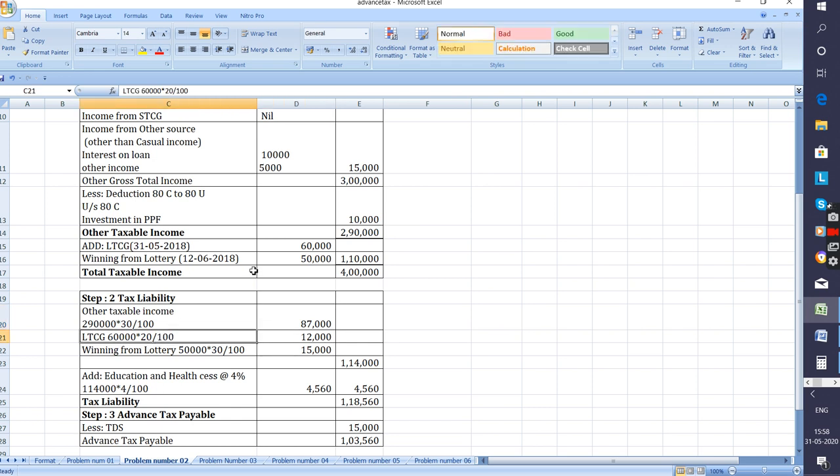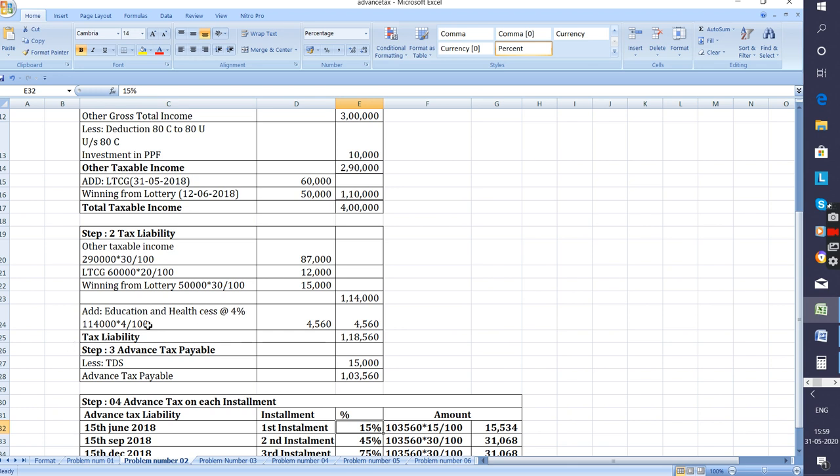Next, we have to calculate separately. Long-term capital gain attracts 20%. How? 60,000 into 20%, that is 12,000. Next, winning from lottery, 50,000 into 30%. Casual income attracts 30% rate. 50,000 into 30%, 15,000 will be the tax amount. Add all these three, amount will be 1,14,400.